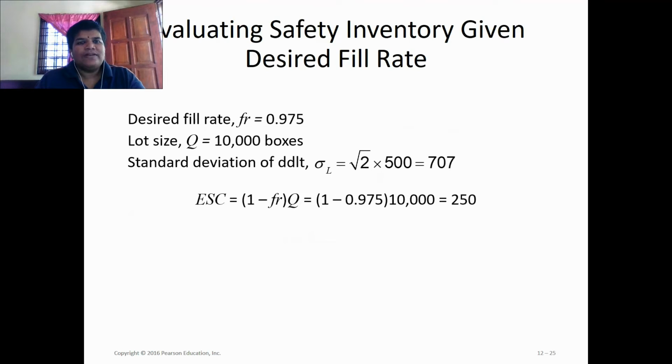The desired fill rate is 0.975, Q is 10,000 boxes, and the standard deviation is 707. To calculate the ESC, we use the given formula, 1 minus fill rate, times Q. So you will get 250.